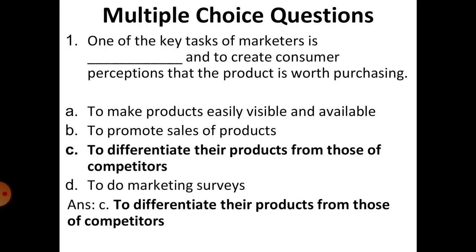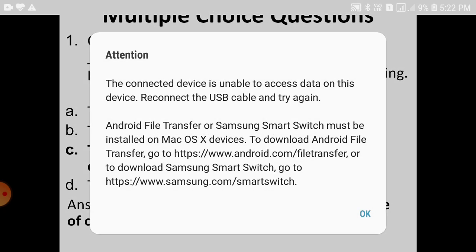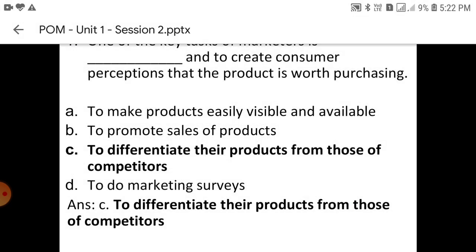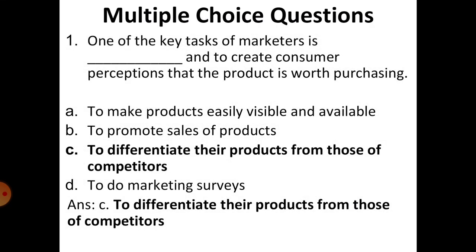Multiple choice questions. Question number one. One of the key tasks of marketers is dash, to create consumer perceptions that the product is worth purchasing. Answers are A. To make products easily visible and available. B. To promote sales and products. C. To differentiate their products from those of competitors. D. To do marketing surveys. Answer is C. To differentiate their products from those of competitors.